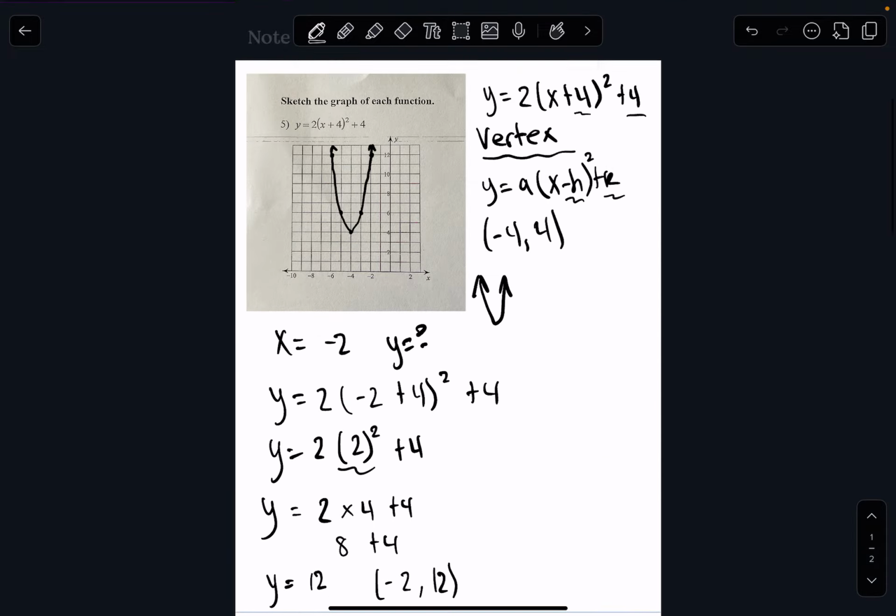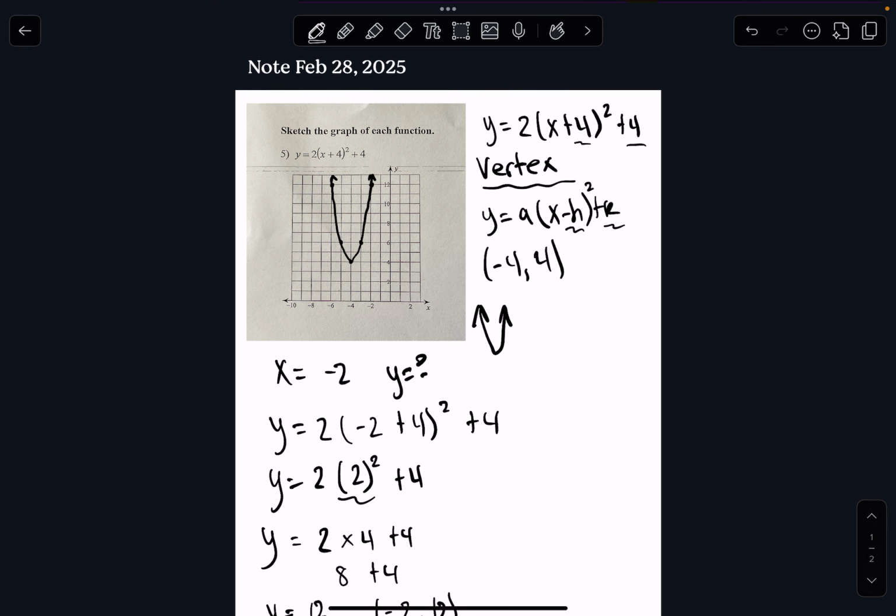So I hope this video helps you guys understand how we can use vertex form to graph an equation.